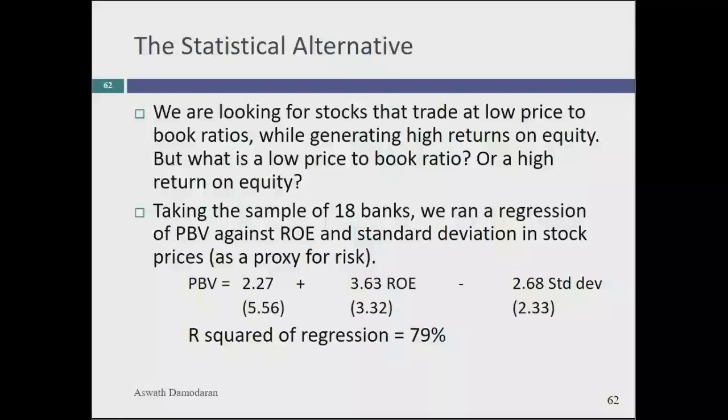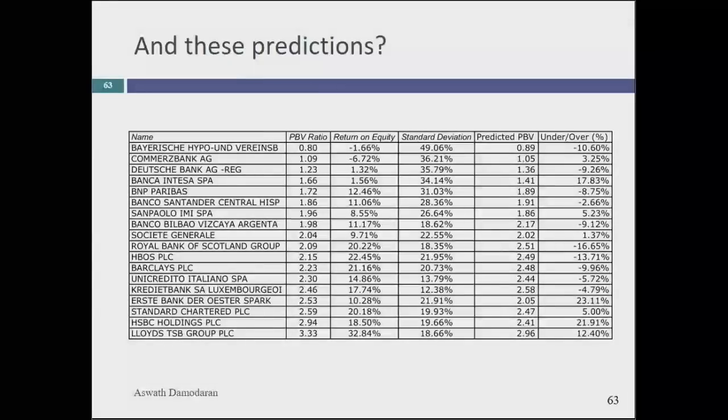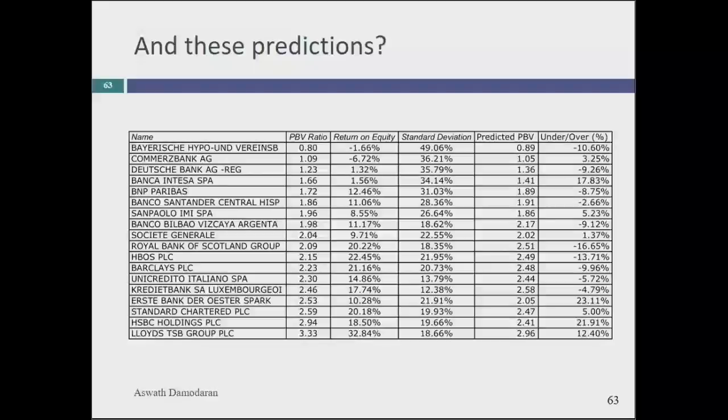I get a pretty good R squared. High return on equity companies have higher price to book ratios. With financial service companies, price to book and return on equity work incredibly well because book value actually means something. The regression's R squared is 79%. So I took every one of my banks and plugged their numbers in to get a predicted price to book based on their fundamentals. In the last column, I've compared their actual price to book to my predicted price to book.